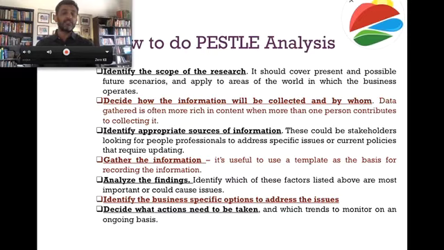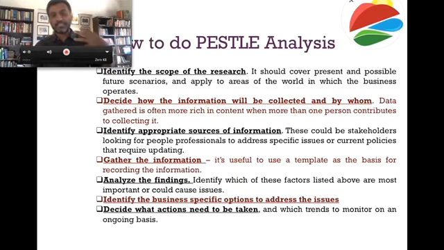Gather the information. It's useful to use a template as the basis for recording the information. And in the next slides, I will also show you a brief template. Analyze the findings. Identify which of these factors listed above are most important or could cause the issues. All the factors that you have listed into that template. Identify the business specific options to address the issues, and decide what actions need to be taken. So it starts from the basic identification of the research, where what are the areas that you are going to cover, and it ends on an action.